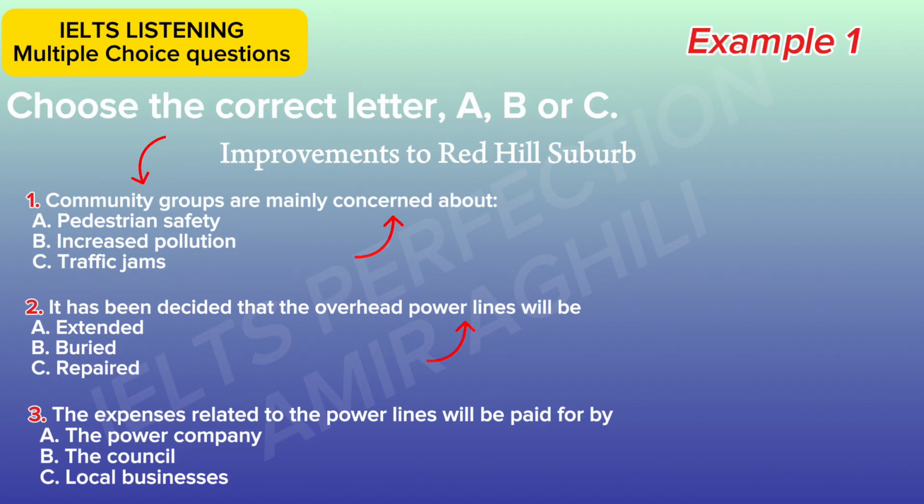Question number 2 is talking about overhead power lines. So, overhead power lines is our keyword. And question number 3 is about expenses and about which one of the options is going to pay for the power lines. So expenses and paid by could be our keywords. Alright, now let's listen to the recording and answer the questions.